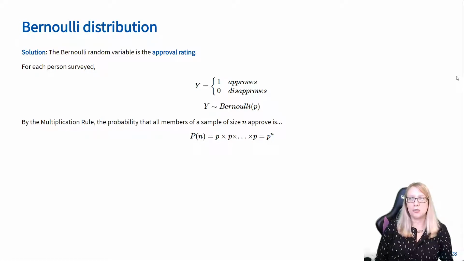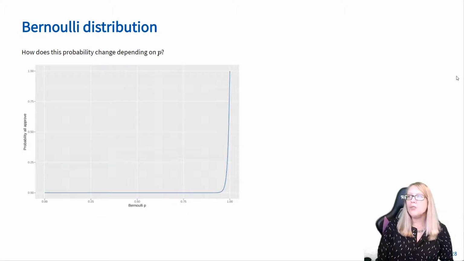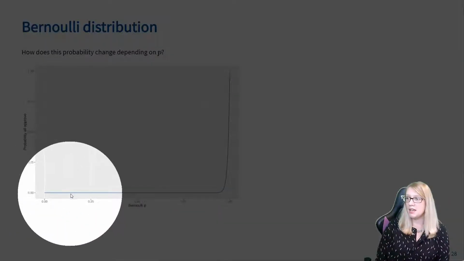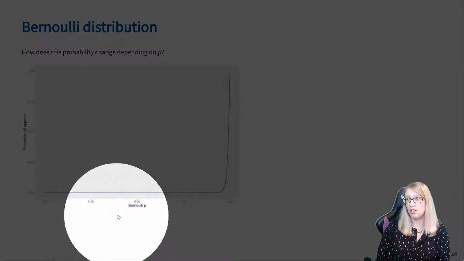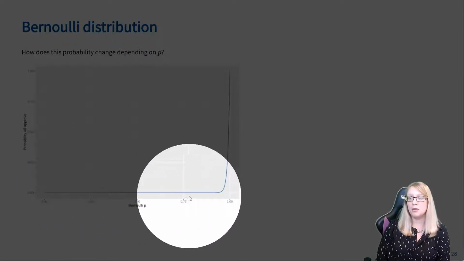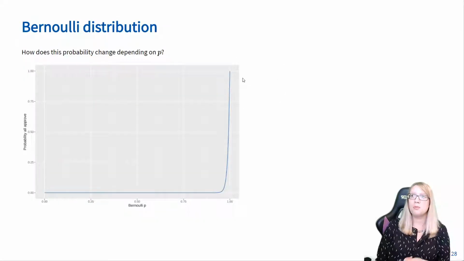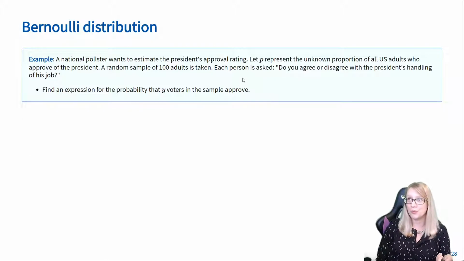By the multiplication rule, the probability that all members of a sample of size n approve is p times p times p, all the way out, p raised to the n power. How does this probability that they all approve change depending on p? We have a fairly large sample here, a sample of 100, so this probability changes pretty quickly. For small probabilities p, it's very unlikely that 100 people would approve, almost impossible. But as the approval rating approaches 1, the probability that all voters would approve becomes higher and higher.